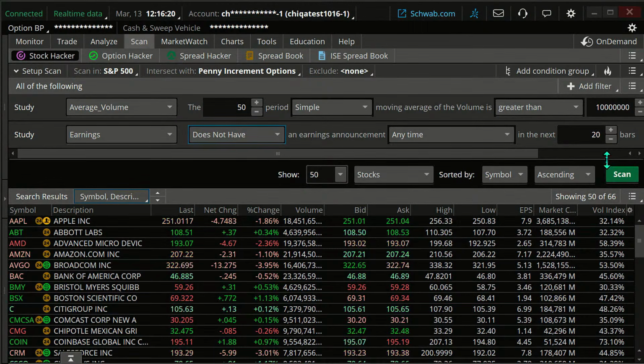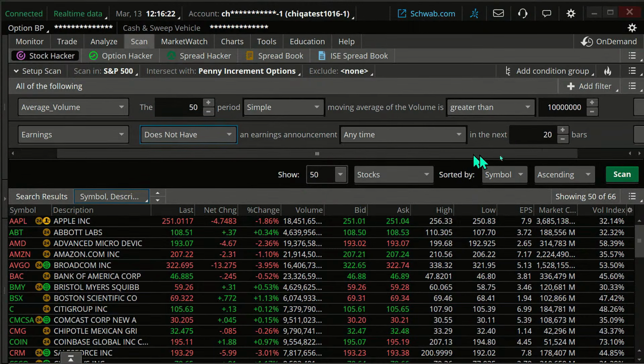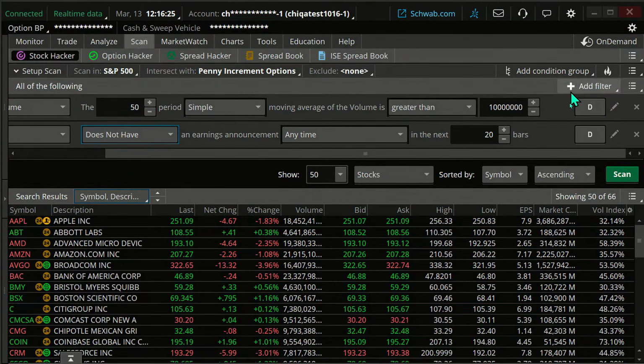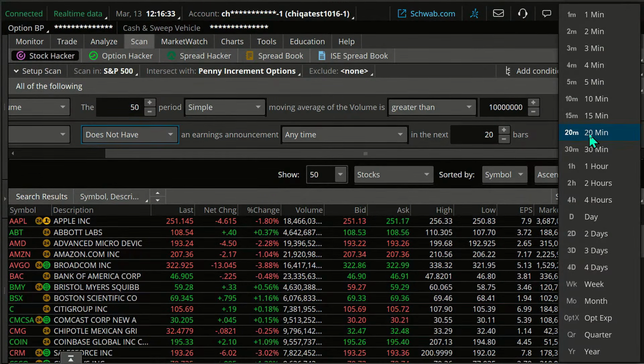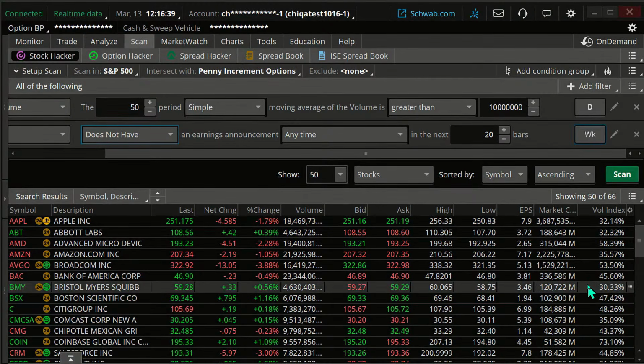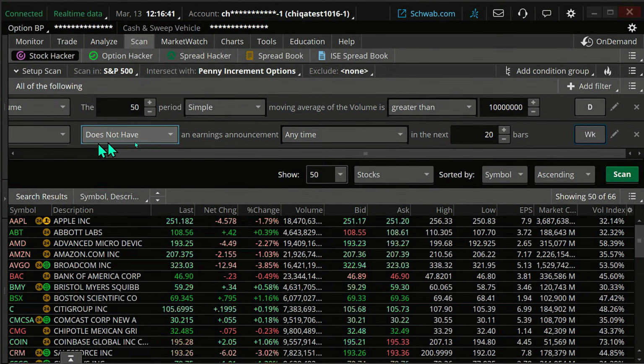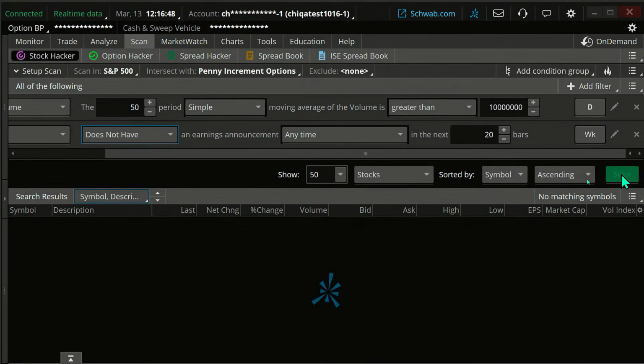One thing I would point out, and I don't know if we're going to be able to see this. Look, on each of these parameters, it gives you a time frame. The default is going to be day, D. But if I have this on week, I'm not sure what you would do with week in this particular parameter, but just go with me on this. If I make this week, it's going to say it doesn't have any earnings any times in the next 20 weeks, which is probably going to give us 0 results. Yeah, no matching symbols on that.